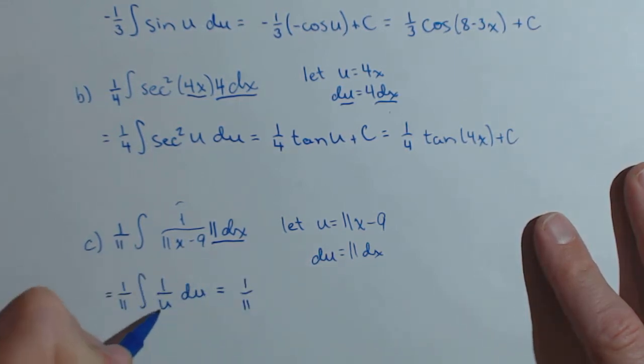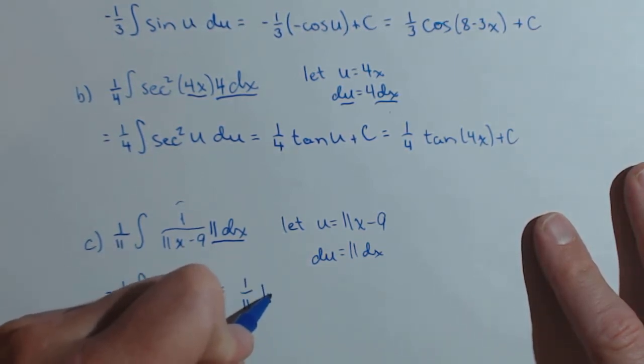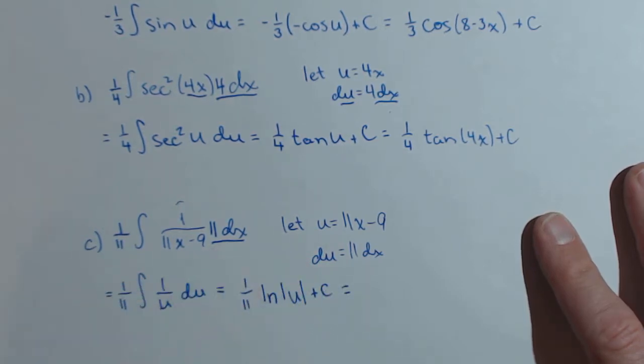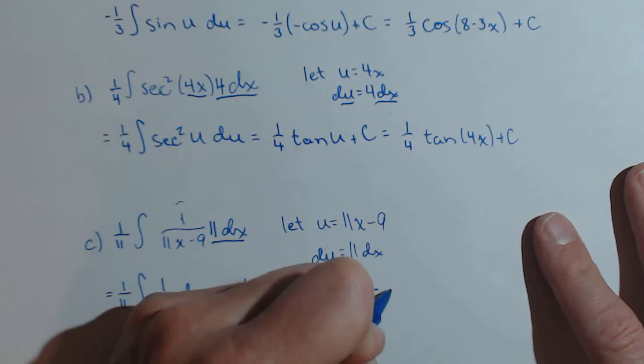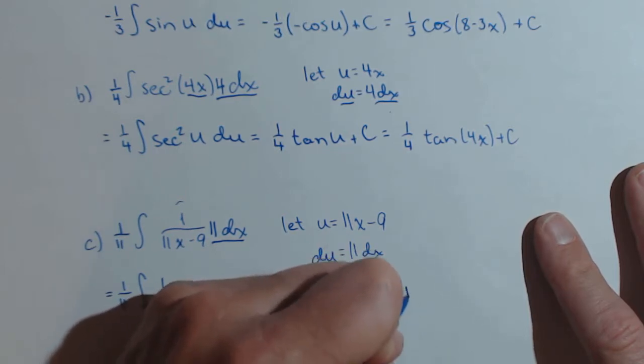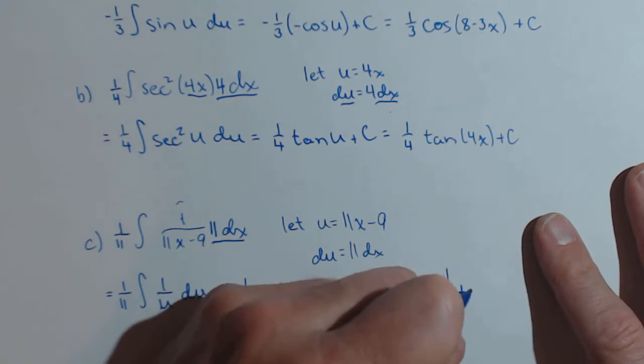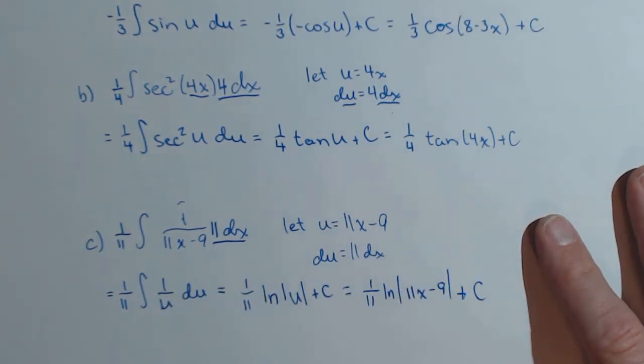I've got 1/11. The antiderivative of 1 over u is ln of the absolute value of u plus c. Last step is to substitute back. In the 11x minus 9, we do need the absolute value because it's not always positive, plus c.